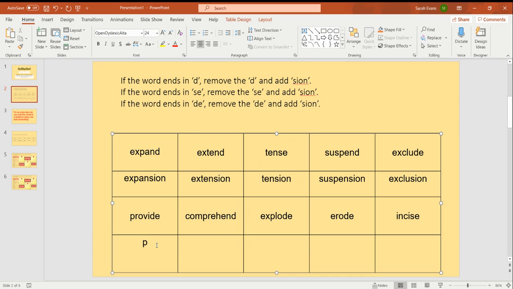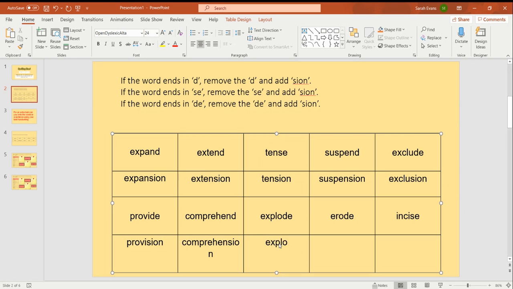You provide. Take off the E, SION, provision. Okay. At the moment, we are giving you a learning provision. We're giving you something. Provision. Or comprehend. Now, some of you might not have heard the root word comprehend, but it's when you understand something, you comprehend it. Now, I'm sure you've heard of comprehension, where we do a reading comprehension.